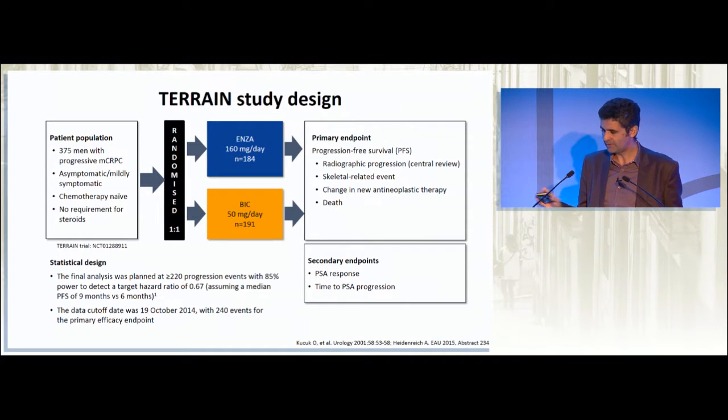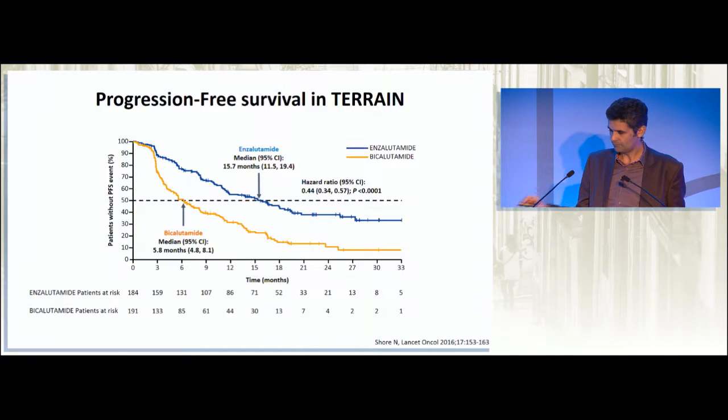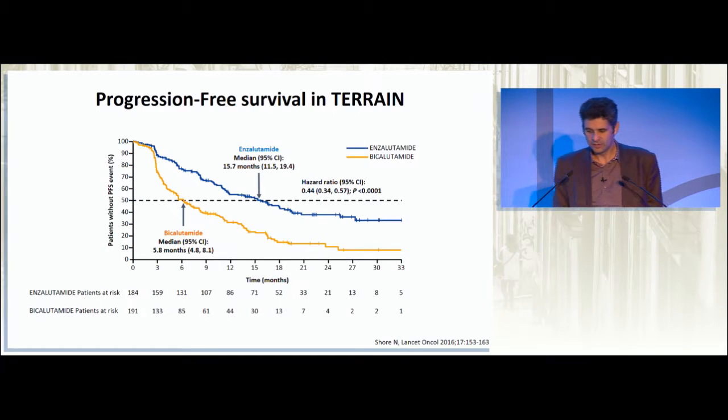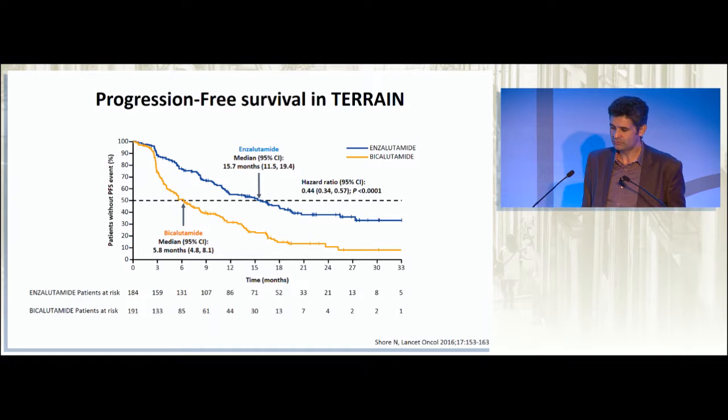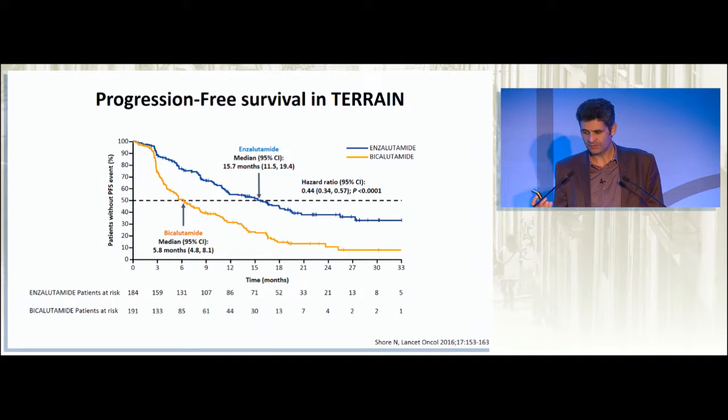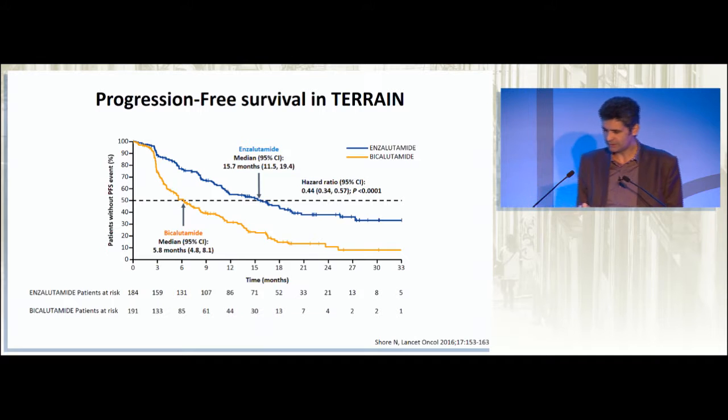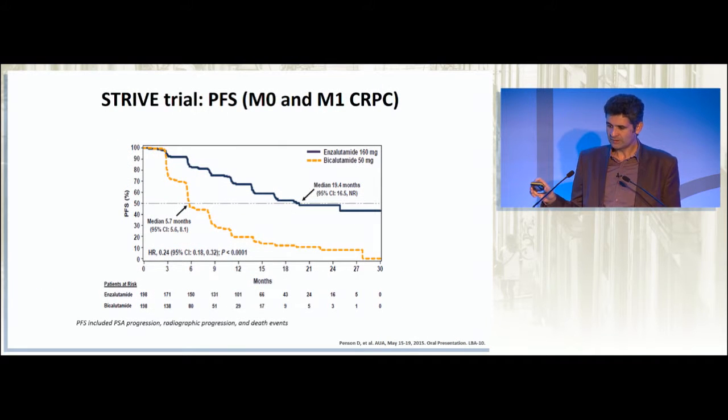375 men were randomized. PFS was a primary endpoint. And as you can see here, obviously enzalutamide does a much better job as compared to bicalutamide. It's less than 6 months as a median time to progression for bica, as opposed to almost 16 months for enzalutamide. Clear difference. Second trial, STRIVE, very similar to the one I just presented to you.